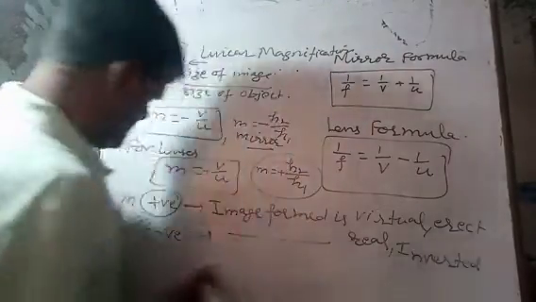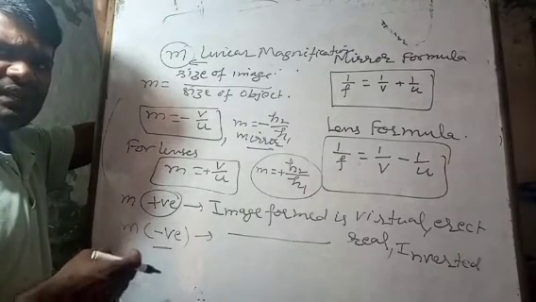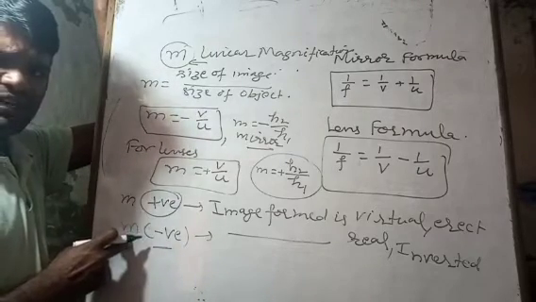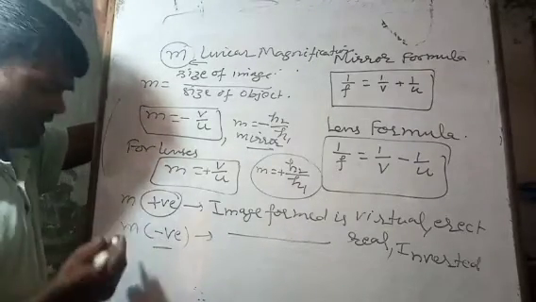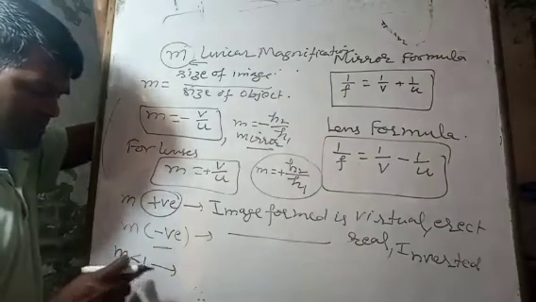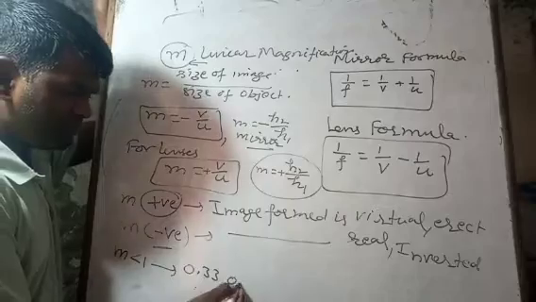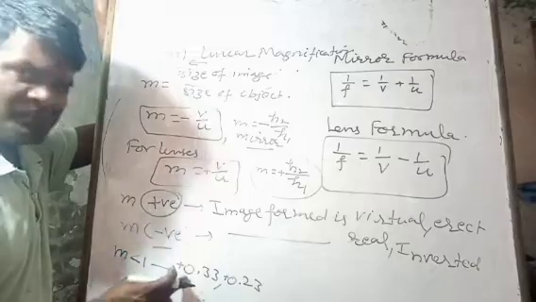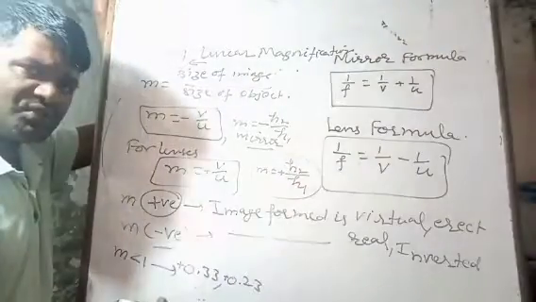For m to be negative, these are the importance of linear magnification. Later on we can also conclude whether the size will be enlarged or diminished depending upon these values. If the magnitude of m is less than 1, it may be 0.33, it may be 0.23, etc. If it is positive, it tells us that the image is diminished, and the positive value shows that the image is virtual and erect.